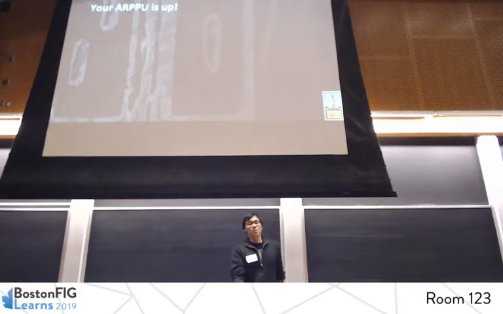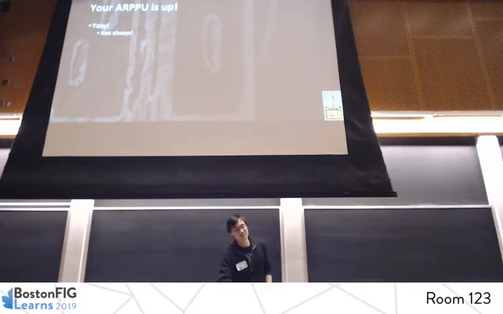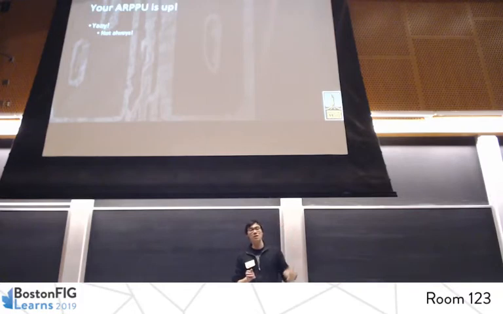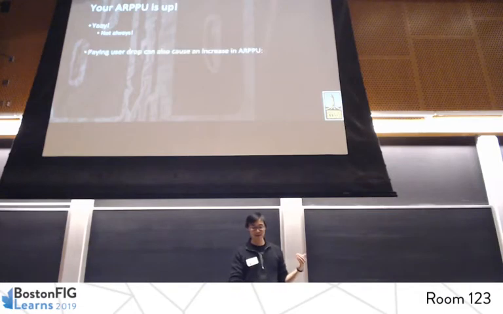If I told you your ARPPU is up, what would your reaction be? Your average revenue per paying user is up. Good, right? Of course, it's great. Numbers go up and to the right, always good. Not always. Remember, this is actually just a simple fraction, average revenue per paying user. So if I drop my per paying user, I can still get that exact same spike in ARPPU.